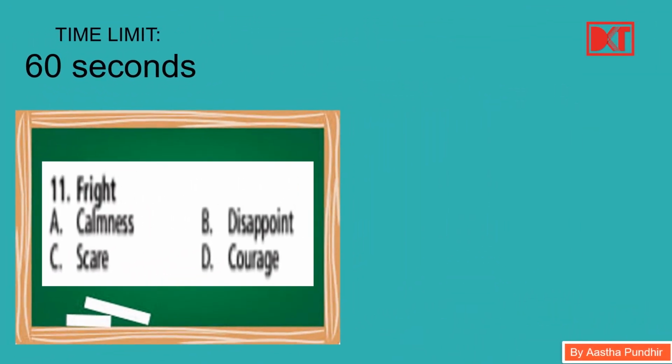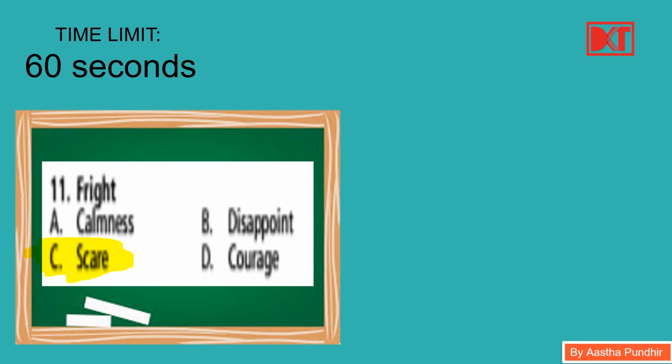Okay, so the next word is fright. The options are A. calmness, B. disappoint, C. scare, D. courage. The correct word is C. scare. The synonym of fright is scare, matlab dar jana.